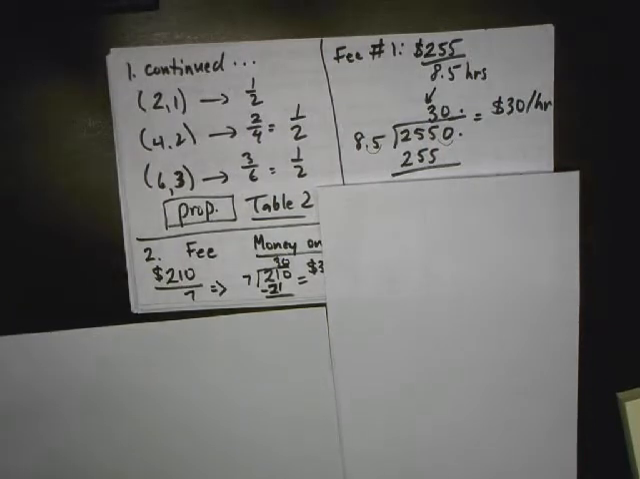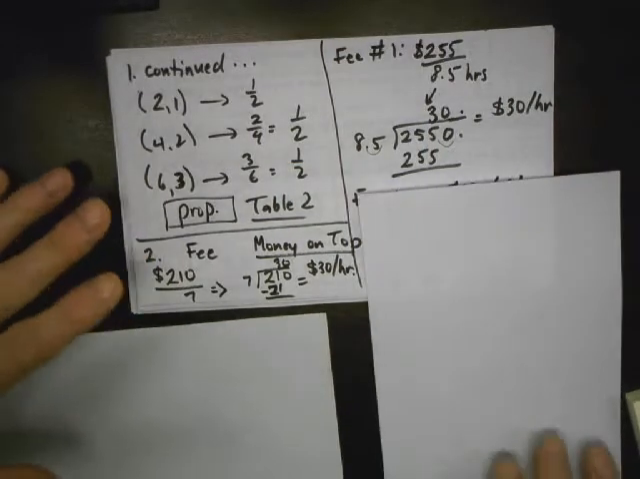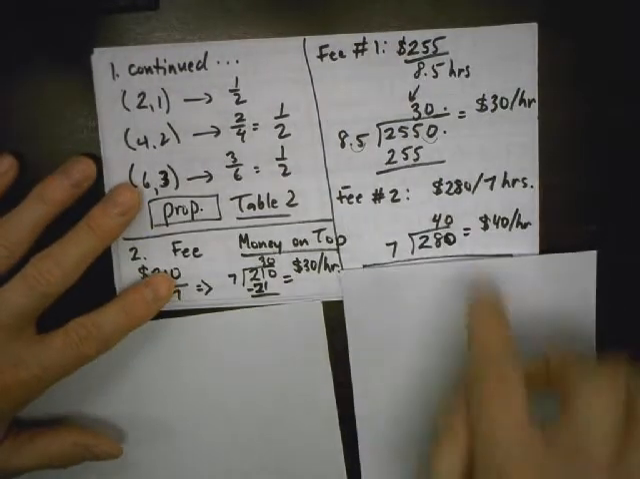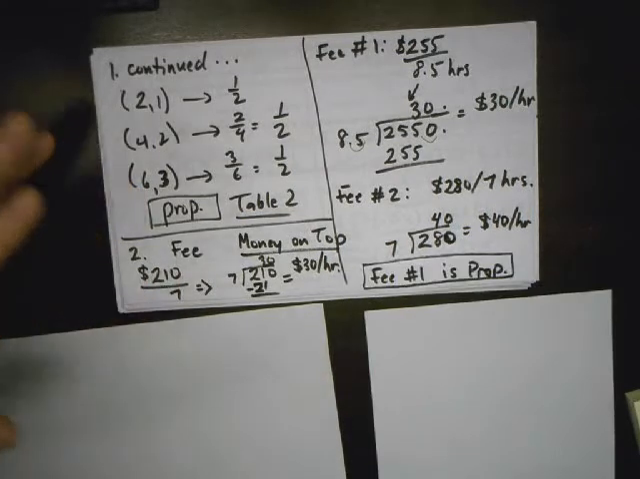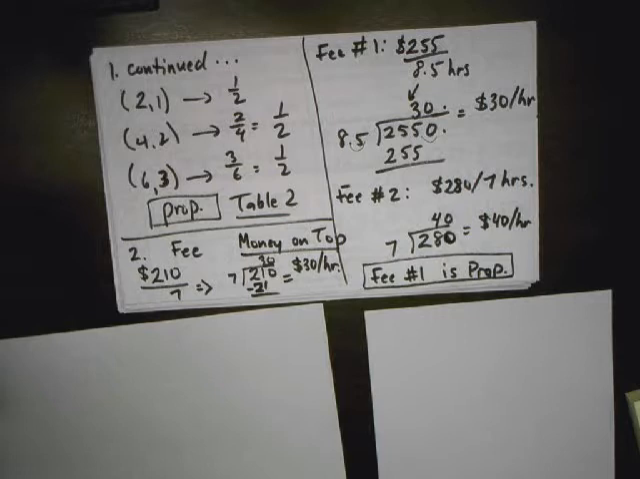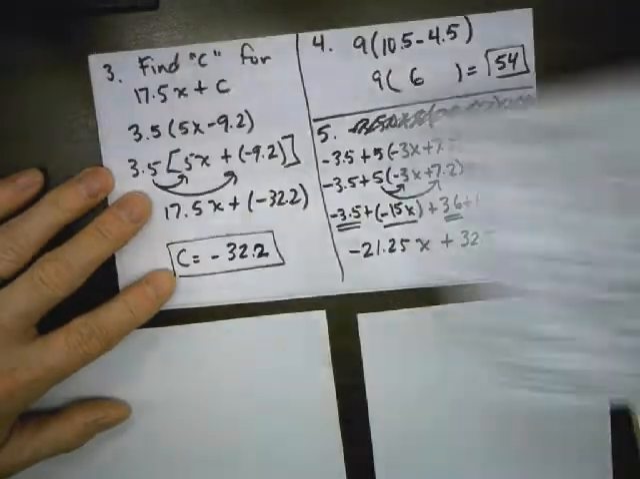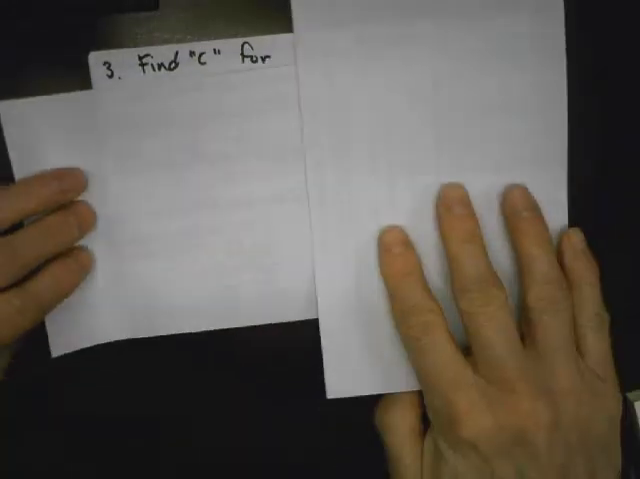Check your work. We get $30 an hour. So we got the same ratio as the problem. Let's check fee 2, though, because it might be both of them, right? When I check fee 2 and I go in and out, I get $40 an hour, so the only one that is proportional to the rate given in the problem is fee number 1. They're both $30 per hour. Going on to problem number 3.